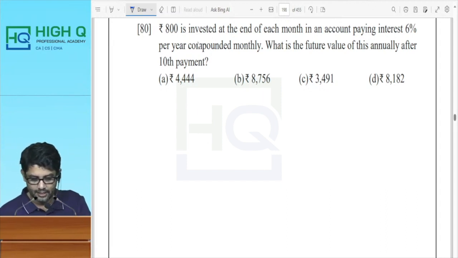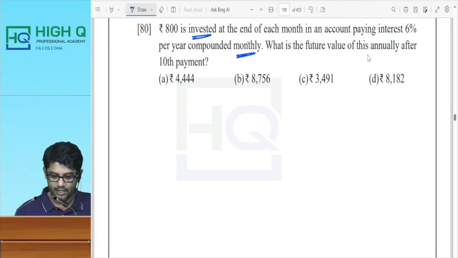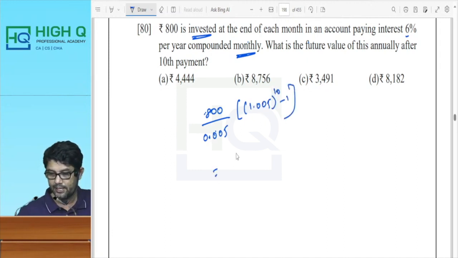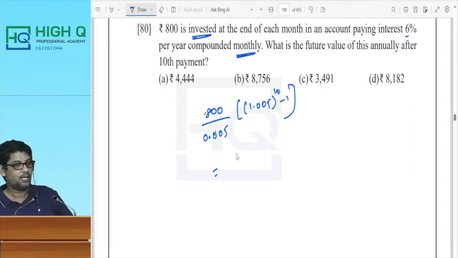800 is invested at the end of each month in an account paying 6% per year compounded monthly. What is the future value after the 10th payment? So it is 800 divided by 0.005, where the rate is 6 by 12, right? 0.005, my dear, into 1.005 whole power 10 minus 1. Yes, get the answer, my dear. It's a very simple question.